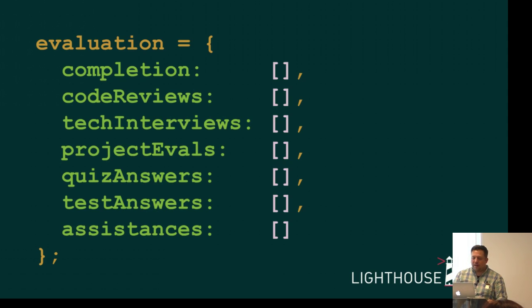All right. Our evaluation is based on your completion of the assignments, code reviews, tech interviews, project evals, quiz answers, test answers, and assistances. In every educational setting you've probably been in, they start you out with 100% and then start dinging you over time. You slowly lose points. You start out with 100% of your soul and then lose it as time goes on. 100% of your self-confidence. Maybe you'll get 80% of your self-confidence out. That's fine.